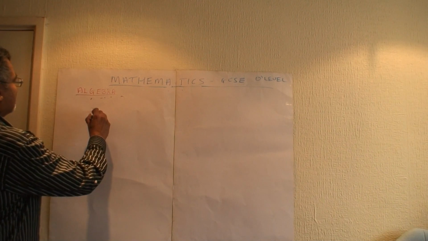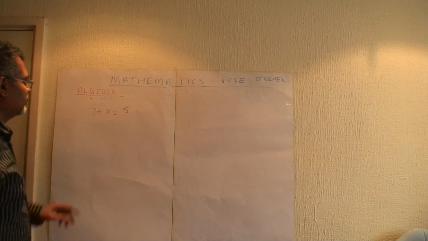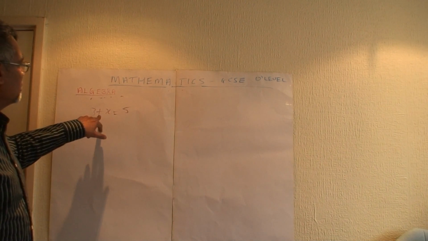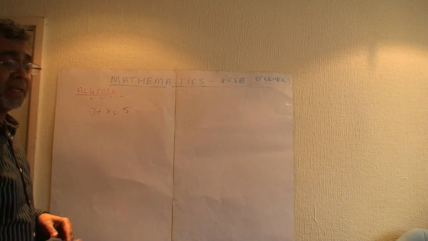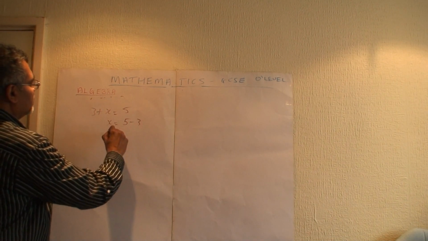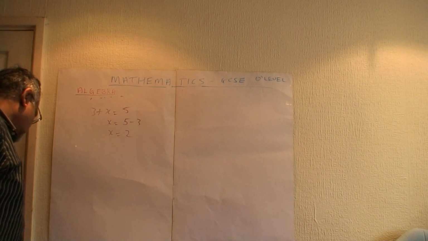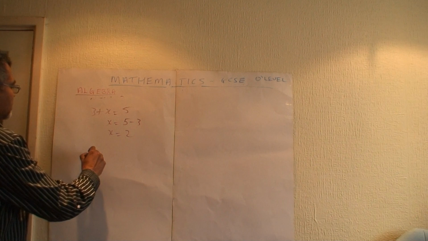Say we have a simple one, 3 plus x equal to 5. We want to get rid of the 3, so we put the 3 on this side, and it becomes minus 3. So 5 minus 3, so x is equal to 2. That's pretty simple.